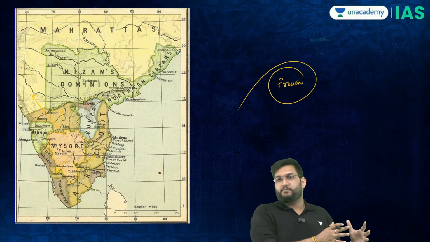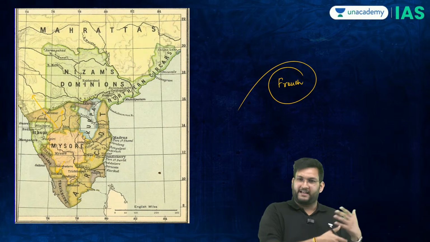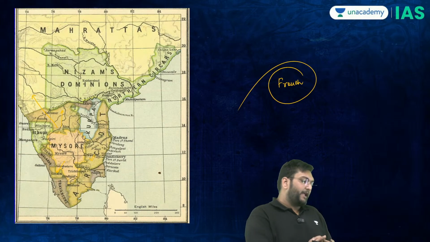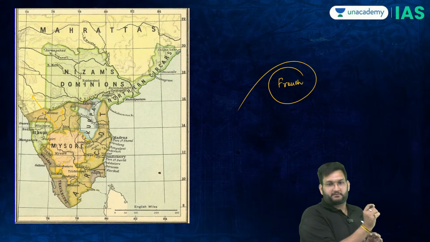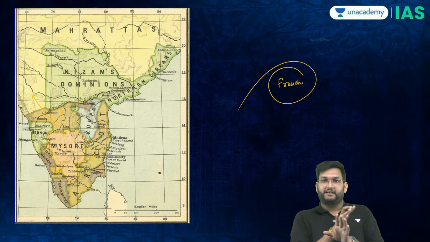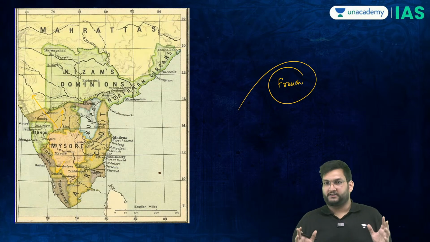Hyder Ali had a good relationship with the French. He is modernizing his army. He is modernizing his sector itself. And Carnatic sector has a dispute, border dispute or territorial dispute with the Mysorean sector.